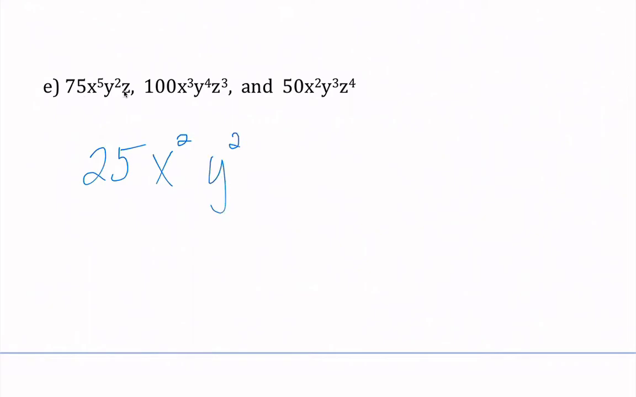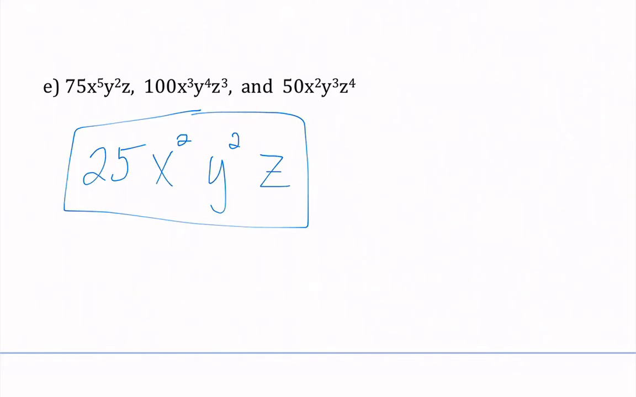And now let's look at z's. I see z's here, here, and here, so they all have z's in common. This is z to the 1st, 3rd, and 4th. So I know they all at least have one z in common. All right, so that's how you find your greatest common factor.